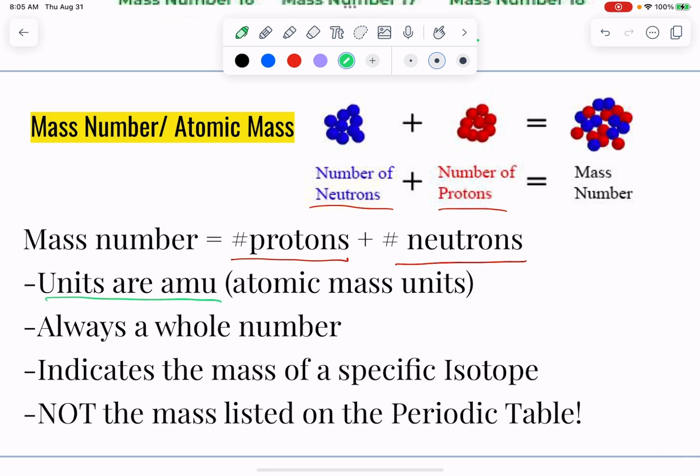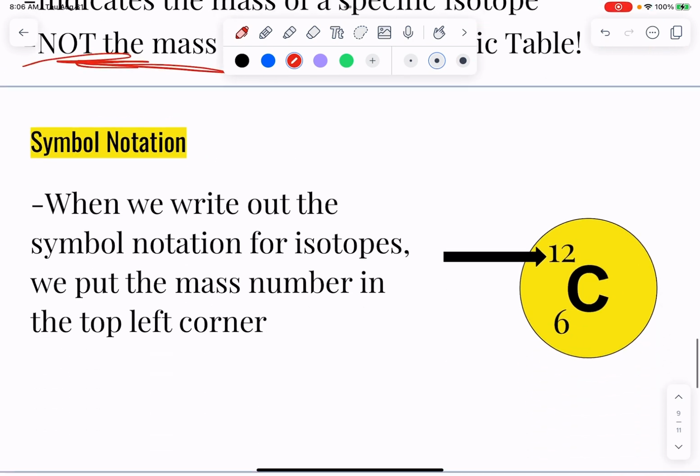Okay. Now we're talking about mass. The units that we use are AMU, atomic mass units, which is basically just saying that 1 proton or 1 neutron is equivalent to 1 atomic mass unit. So this number is always a whole number when we're talking about isotopes. So I could have carbon with a mass of 15, which would mean it would have 15 protons and neutrons in it. One thing to note, this is not the mass that's listed on the periodic table. That's the average atomic mass, which we'll talk about next time.